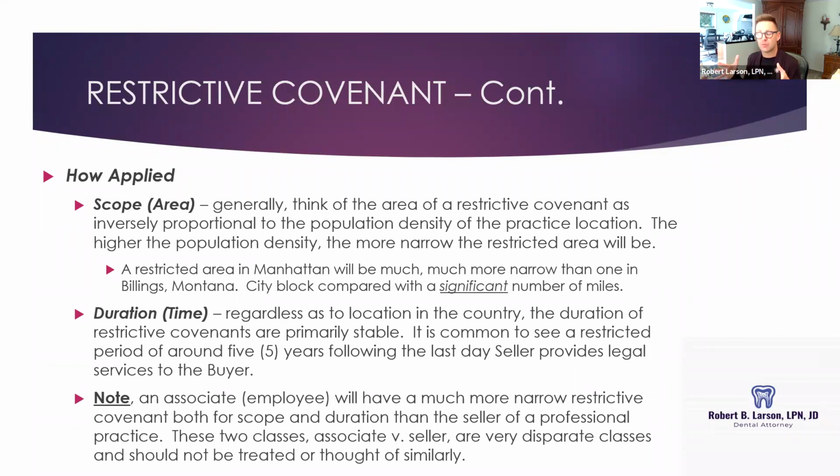The area of a restrictive covenant is directly related to population density. The higher the population density, the smaller the restricted area. The lower the population density, the much bigger the restricted area.